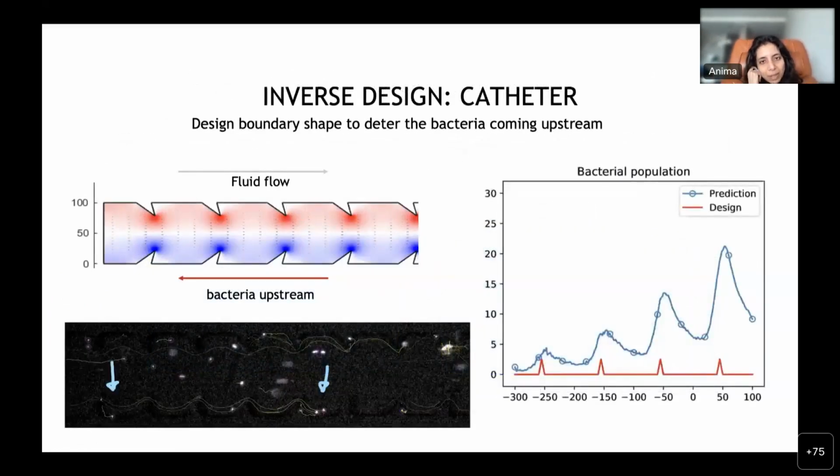So this is another example where we can handle irregular shapes, in the sense that the fluid is now flowing through a catheter with all these triangular shapes, right? So we propose triangular shapes as a way to limit the bacterial contamination. What's known is the bacteria swim upstream to the fluid flow, and if we can reduce the bacteria by trapping it in these triangular places, then we can reduce the contamination.